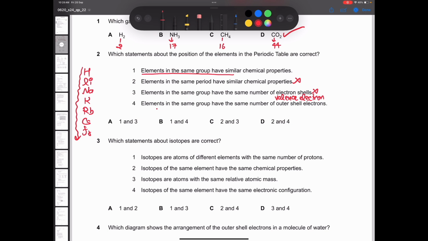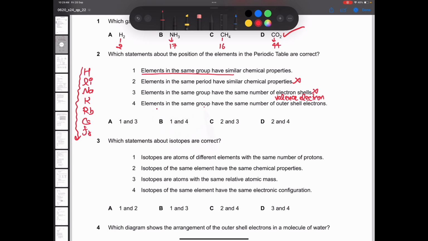Just think about it. If they have the same number of electron shells and the same electronic configuration, then how will they be different? These would all be the same element, but that is not possible. They have the same number of valence electrons, not the same number of electron shells.